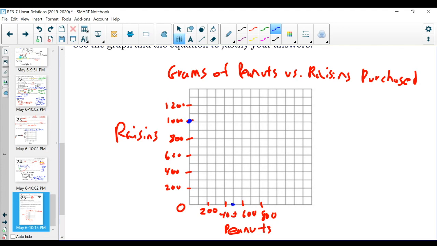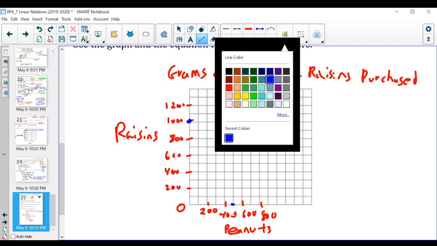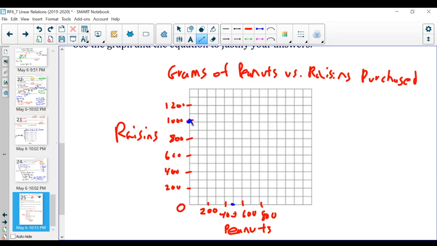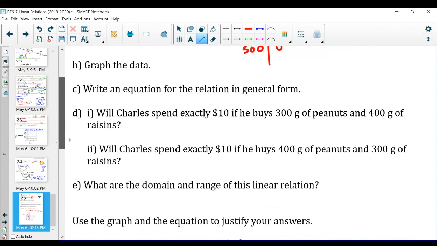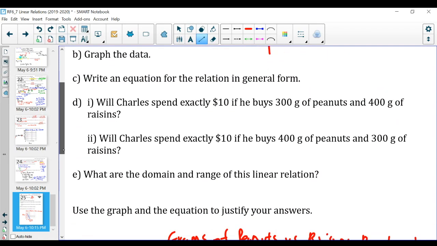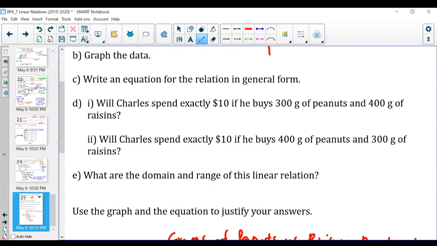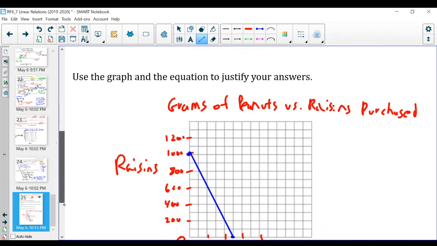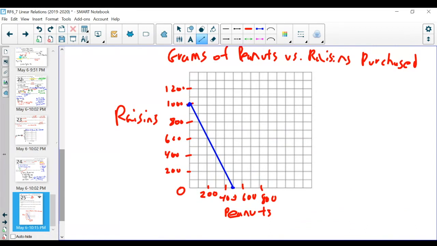So we can actually go ahead and draw a straight line from one point to another. And it'll look something like so. So you want to write an equation for this relation in general form. So a couple different things that we could do. We could look back at our y-intercept. So in this case, our y-intercept is at 0, 1,000.